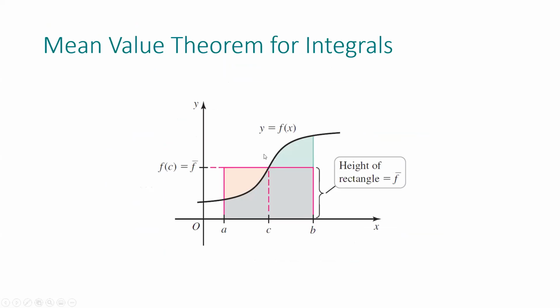So here's the picture again from before. The graph looks like this. The integral from a to b would be the area under that curve, and the mean value was the area under this rectangle. And what we see is that there's some point, say C here, where the function is equal to the average value. So some point C where f of C is equal to f bar.